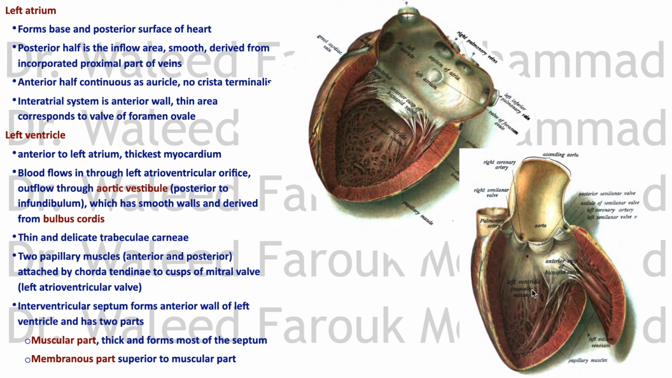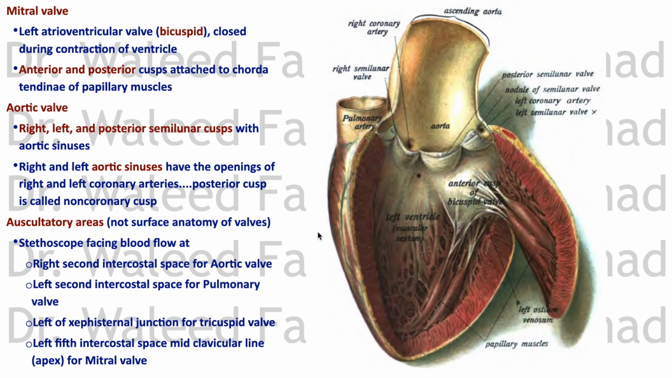The septum is characterized by having a major part, which is muscular, and an upper membranous part. Almost all of it is muscular, so the membranous part is small, actually. But it's there. It does exist. Upper membranous part and a muscular part for the interventricular septum.